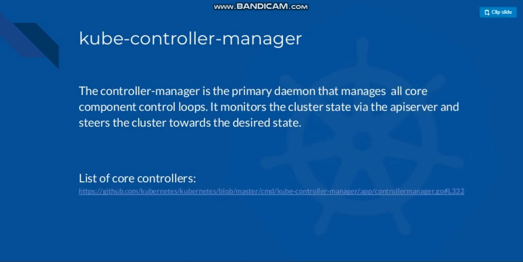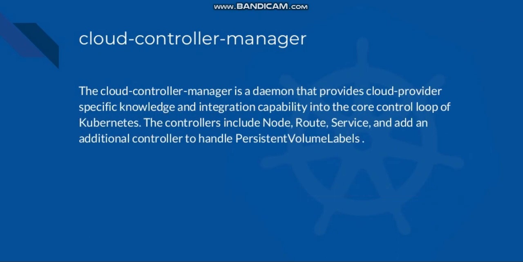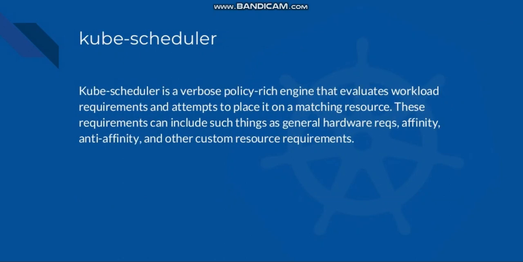So Kube Controller Manager, what is it? The Controller Manager is the primary daemon that manages all core component control loops. It monitors the cluster state via the API server and steers the cluster toward the desired state. Cloud Controller Manager is a daemon that provides cloud provider specific knowledge and integration capability into the core control loop of Kubernetes. The controllers include node, route, service, and an additional controller to handle persistent volume labels.